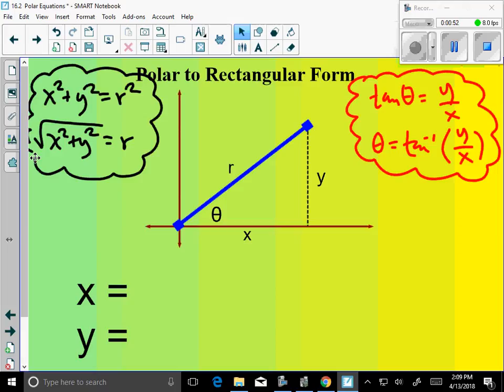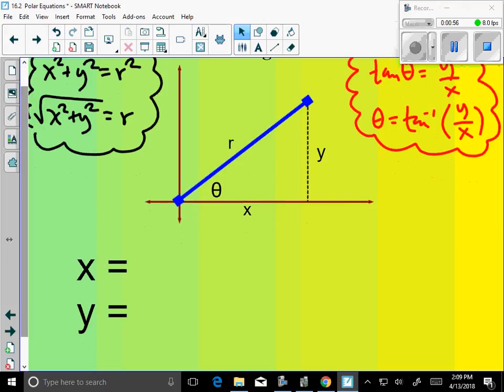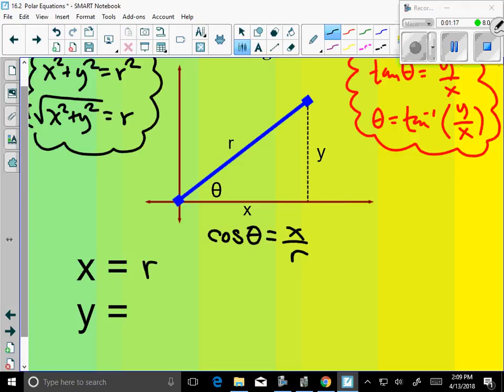Okay. So let's talk trig for a moment. If I look at this triangle, would you agree that the cosine of theta equals x over r? Yeah. In the unit circle, we said cosine is x, because r was 1. So in a triangle where r is something other than 1, what is x equal to? R times cosine of theta.